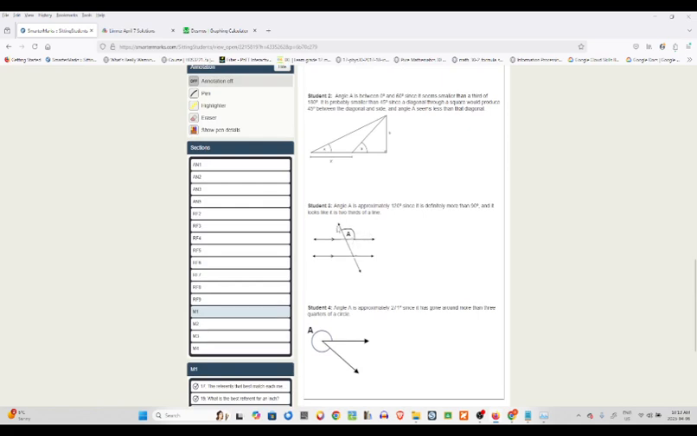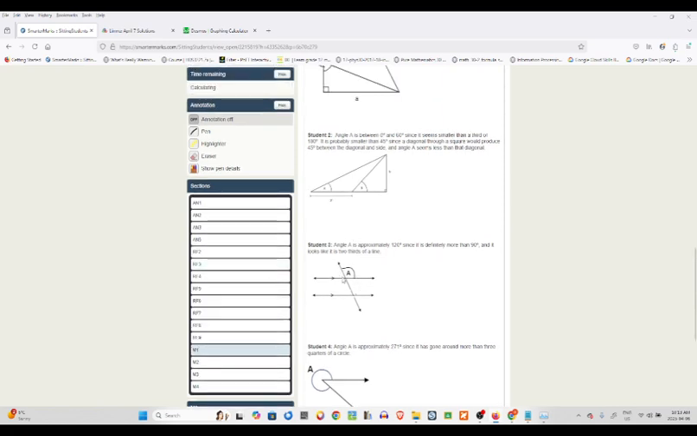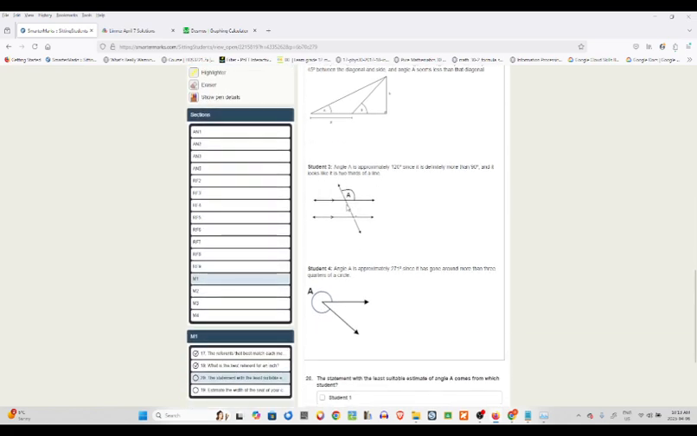Student 3: angle A is approximately 120. It's definitely more than 90 and looks like 2/3 of a line. I would say that's more reasonable than 2. Right? They're looking at about a third of 180, smaller than a third of 180. We don't have that 180-degree line completely as reference. Here we do. So I think 3 is more reasonable than 2.